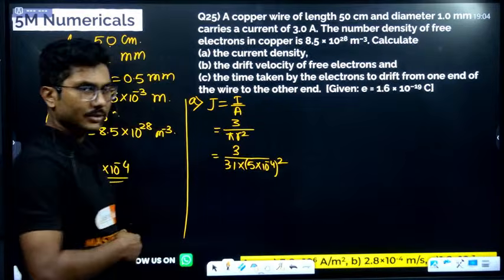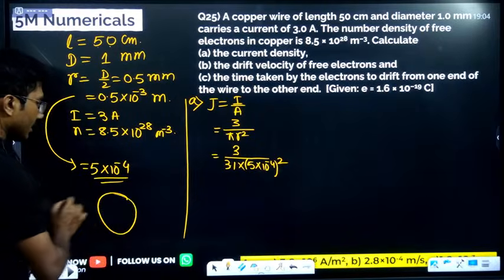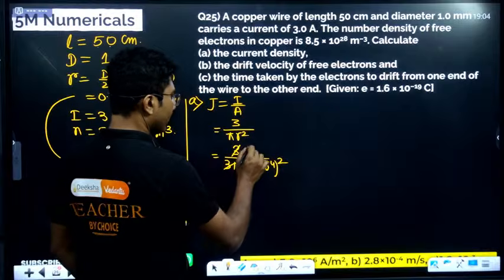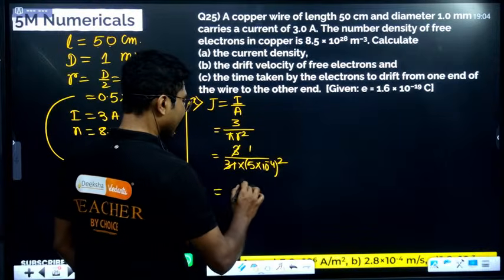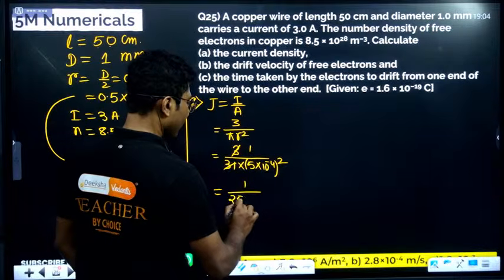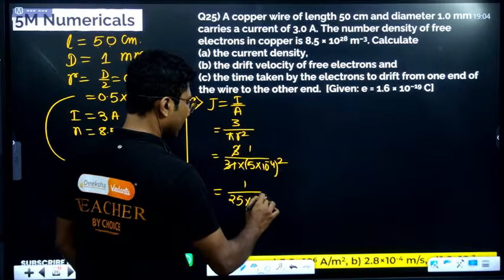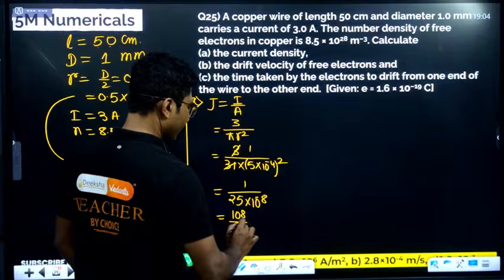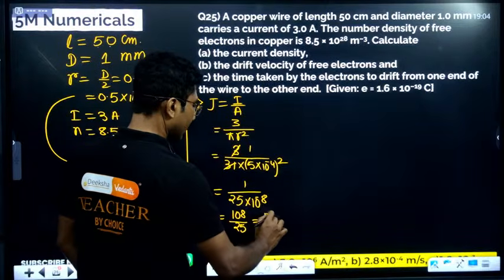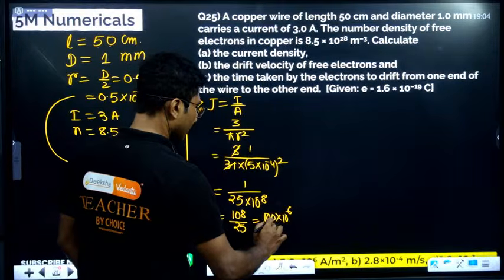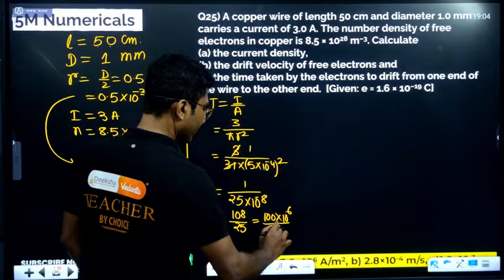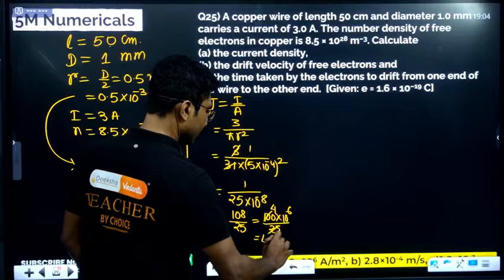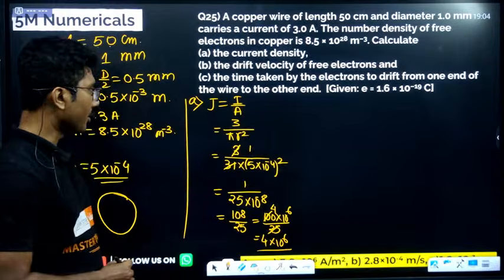Area is pi r square because for a given wire the cross section is a circle, right? So pi will almost cancel and you get 1. I know this is not exactly correct, but yes, 25 into 10 to the power of minus 8, or 10 to the power of 8 upon 25, and we can write it as 100 into 10 to the power of 6 divided by 25, which is 4. So it will be 4 into 10 to the power of 6.